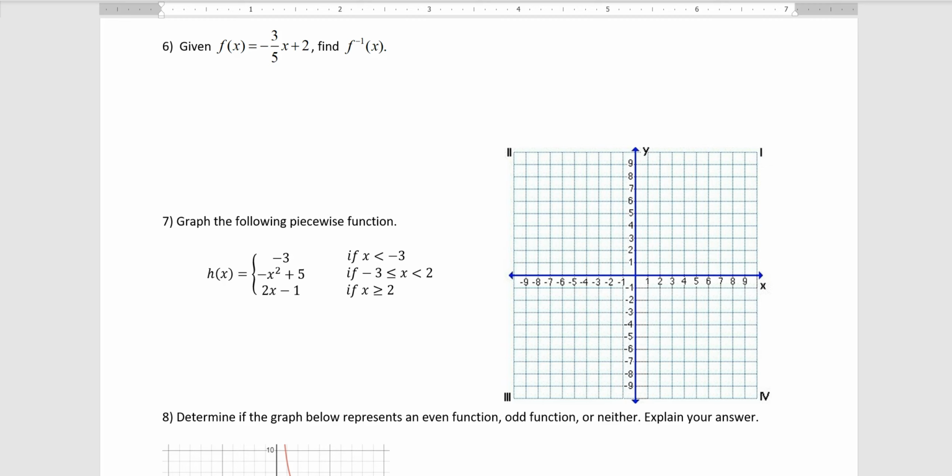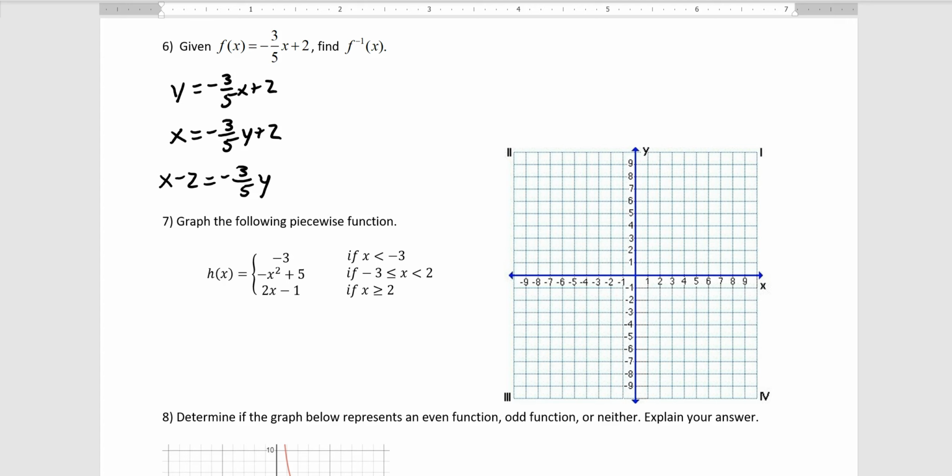So remember, first step to finding an inverse is replace f of x with y. So y equals negative 3/5 x plus 2. And then switch x and y. So x will equal negative 3/5 y plus 2. And now my new goal is to solve for y. So I'm going to start by subtracting 2. x minus 2 equals negative 3/5 y.